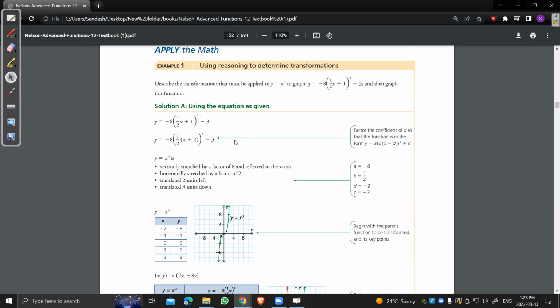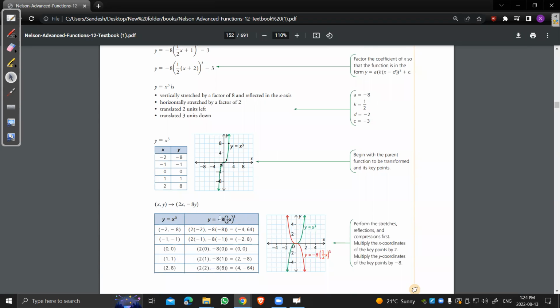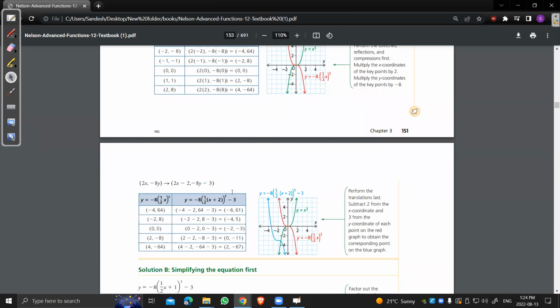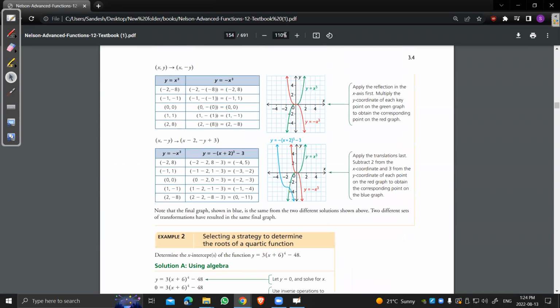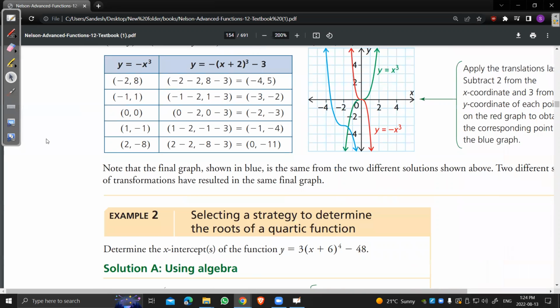Well, what we can do is they're using the point mapping rule, but they're using one transformation at a time. Like here, they're only using A and K, I guess. And the next one they use D and C. But you can do them in one shot, in one step. Let's look at the next question here.